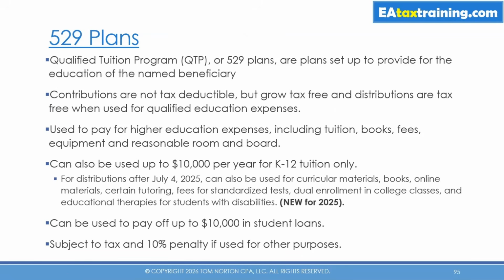Next are 529 plans. These are also called a qualified tuition program or QTP. We usually just call them 529 plans. They are plans that are set up to provide for the education of the named beneficiary. So often parents or grandparents will set these up for their child or grandchild. Contributions to these plans are not tax deductible, but they grow tax-free, and distributions are tax-free as long as they are used for qualified education expenses.